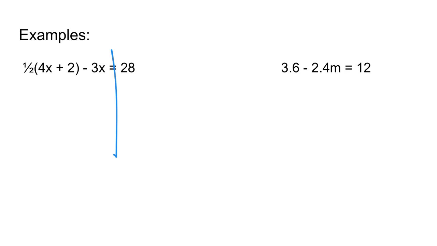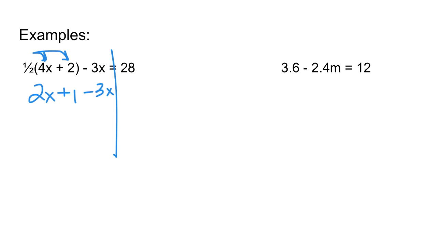So I'm going to start with this 1/2. I'm going to multiply 1/2 times 4x and a half times 2. So 1/2 times 4x will give me 2x. A half times 2 is positive 1. And then I haven't used my negative 3x yet, so I'm going to bring it down.